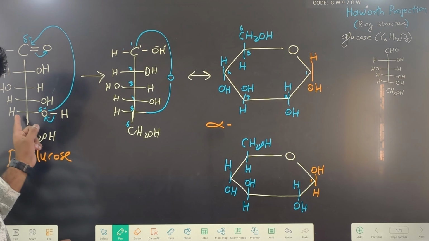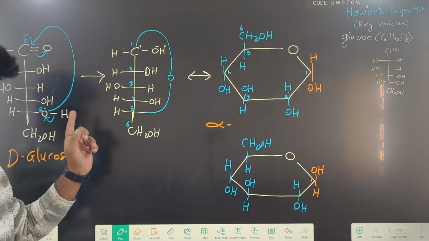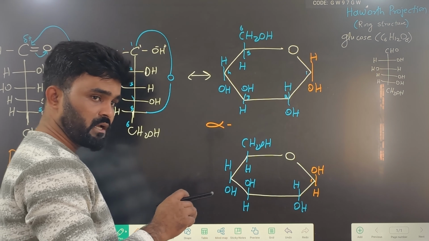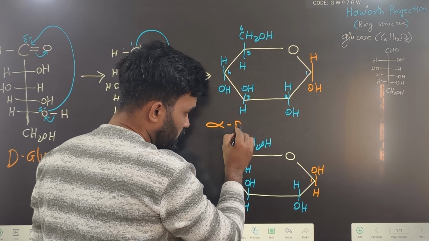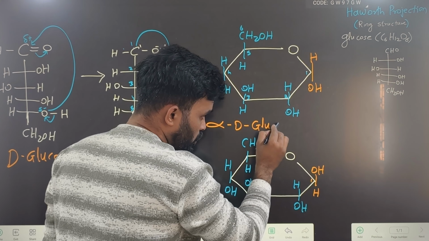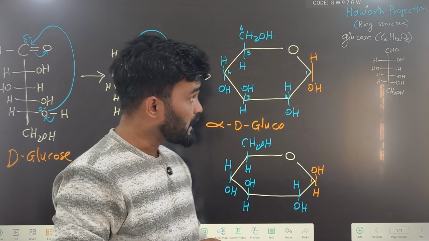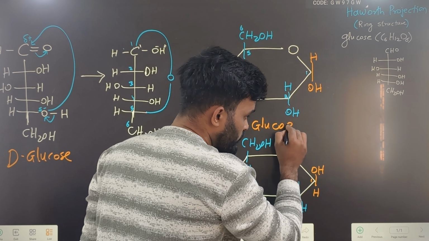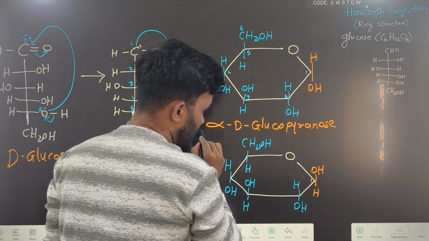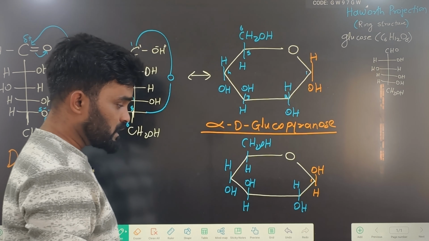D म्हणजे the OH is on the right hand side ना, second last OH, right side. So D-glucose. We'll cover that in separate video. For now, alpha D ग्लुकोज आहे म्हणून ग्लुको, आणि द स्ट्रक्चर रिझेम्बल्स पायरान स्ट्रक्चर म्हणून ग्लुको पायरानोज. समजतंय? This is alpha-D-Glucopyranose.